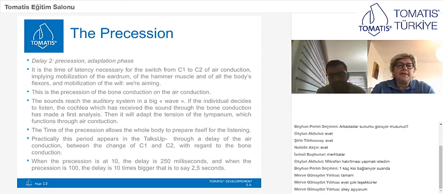We also say that it's the precession of the bone conduction on the air conduction. So there's going to be a time where the bone conduction is going to precede the arrival of the air conduction.